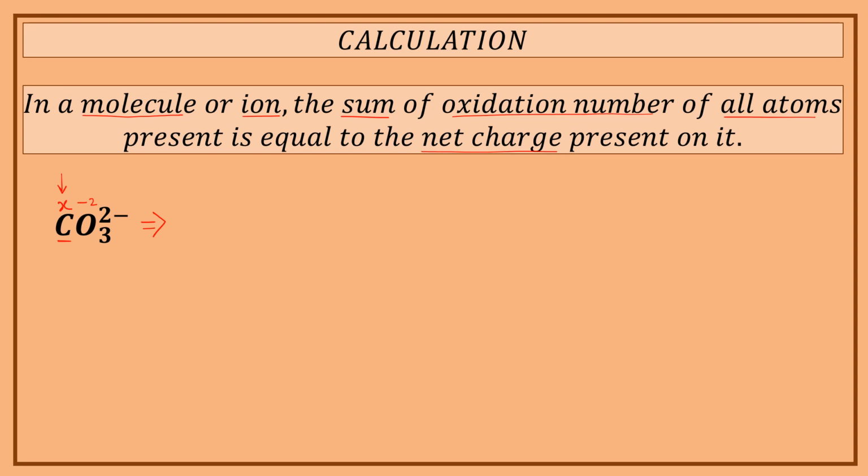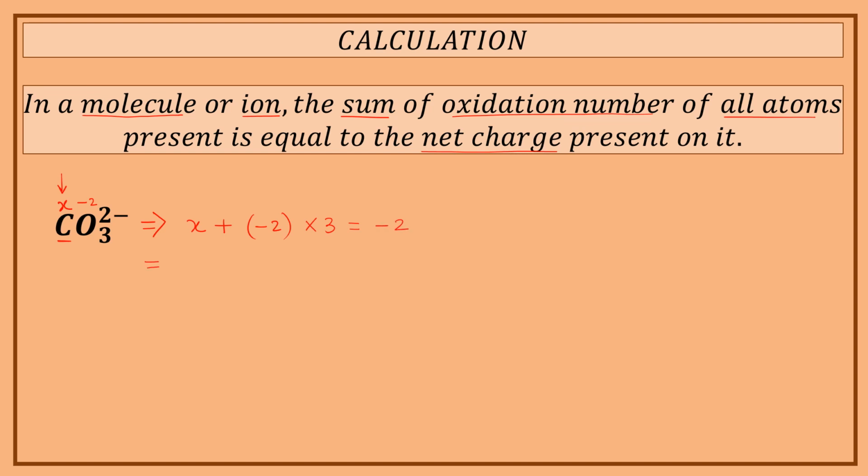So, the oxidation state of carbon is x. This will be added to the oxidation state of the oxygen atom. In one oxygen atom, the oxidation state is -2. Now, since there are 3 oxygen atoms, we will multiply this value by 3. This is the sum of the oxidation states of all the atoms. And now we will equate it to the net charge present over the ion, that is equal to -2.